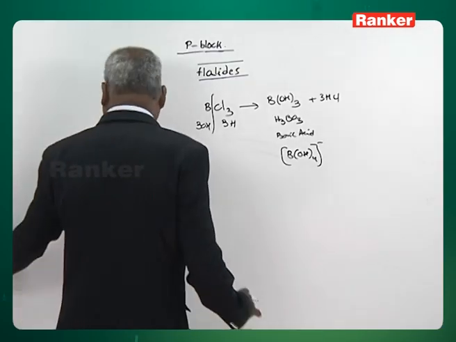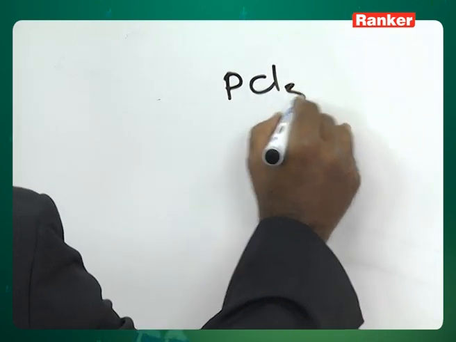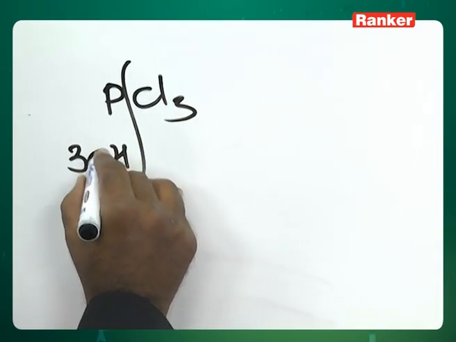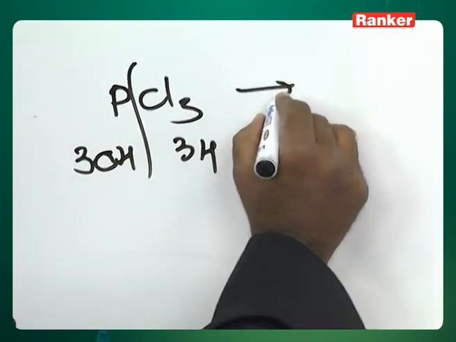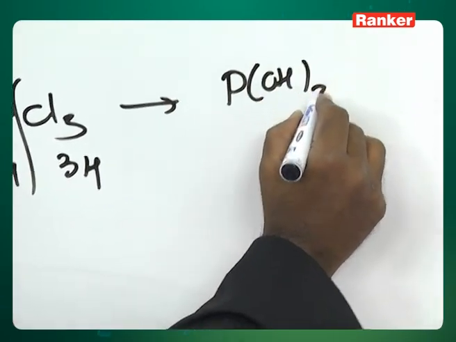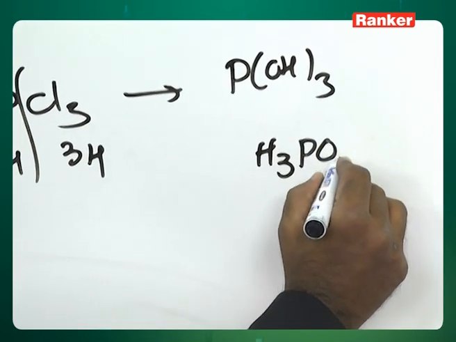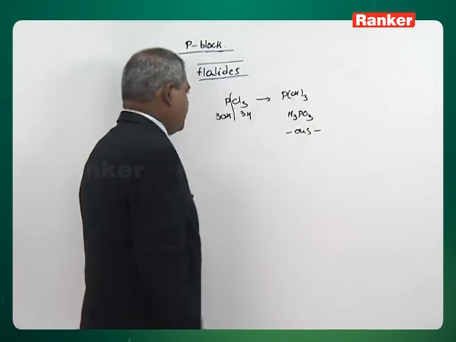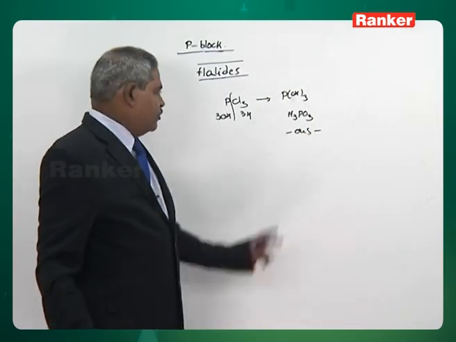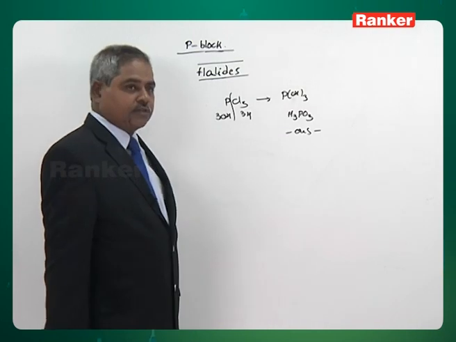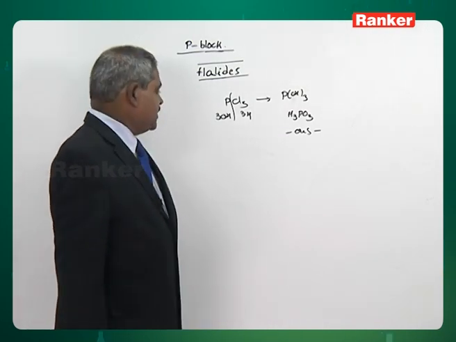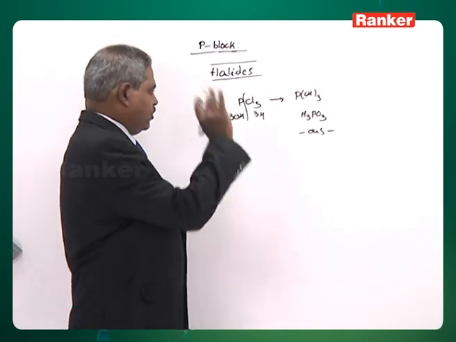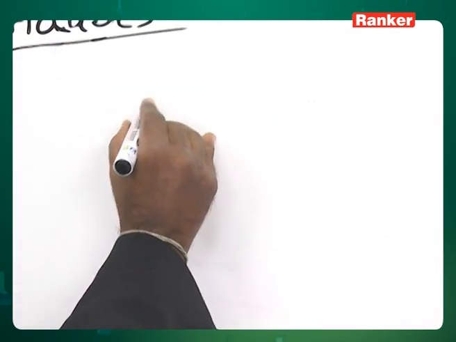Now, PCl3. Break the bond: 3OH, 3H. P(OH) thrice, that is H3PO3, phosphorus acid. You know it's an acid, you know it is phosphorus. Therefore, phosphorus acid: PCl3 on hydrolysis gives P(OH) thrice.